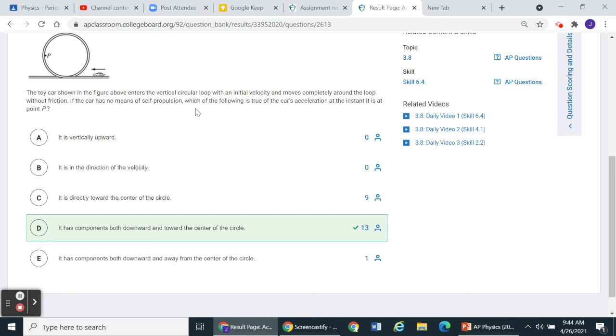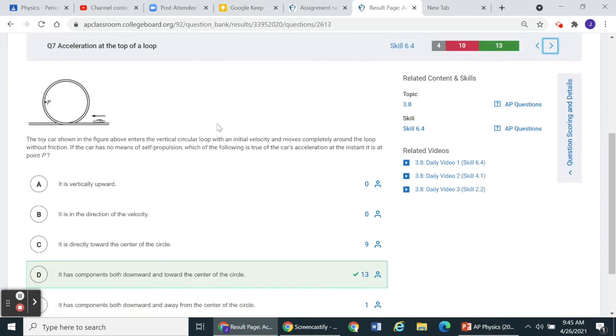Now, I notice here one person picked E. It has components both downward and away from the center of the circle. Of course, centripetal force points toward the center of the circle. Those are the questions that large numbers of people got wrong.